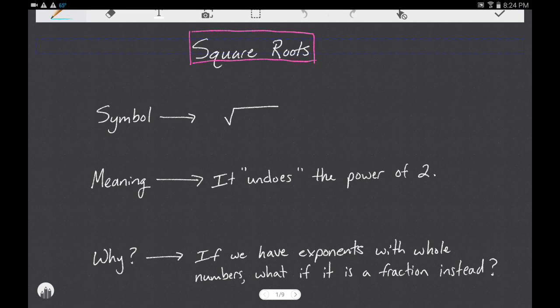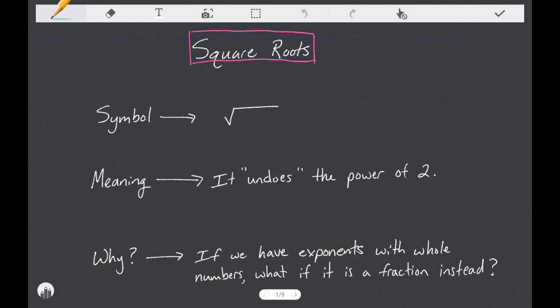Okay, guys, we're going to try something a little bit more advanced today, but don't let that freak you out. We're talking about square roots today. So here's a couple things that you really need to know.